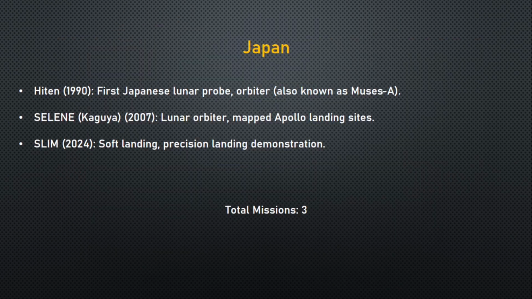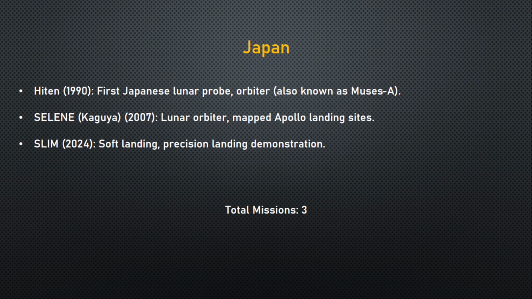Then we have the Japanese, who entered the race in 1990 with their first lunar probe orbiter. We have Kaguya in 2007, a lunar orbiter to map the Apollo landing sites. And we have the soft landing, a precision landing demonstration by SLIM.